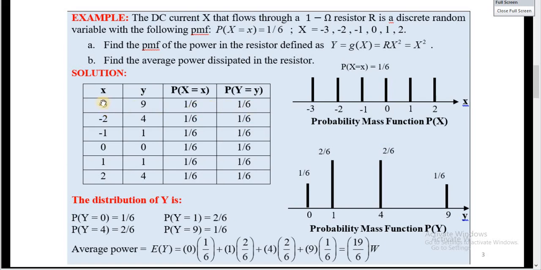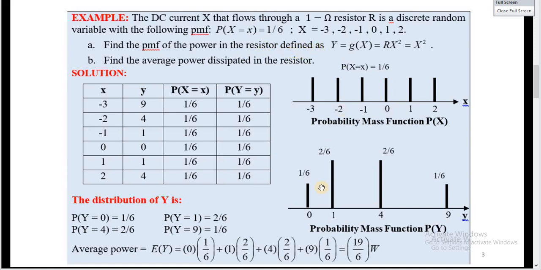Finally, x equals minus 3 leads to a value of y equal to 9. y equals 9 is a result only of one value of x, which is minus 3. Therefore, the probability that y equals 9 is the same as the probability that x equals minus 3, and this equals 1 over 6.